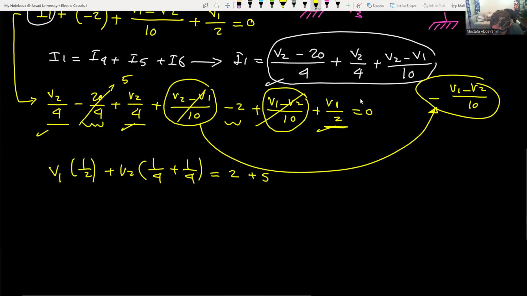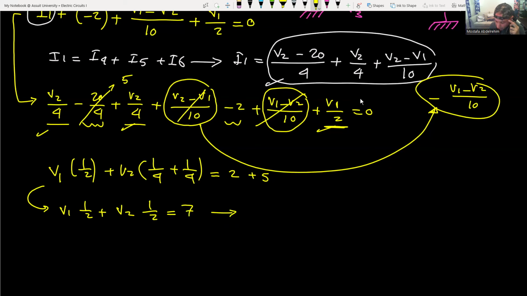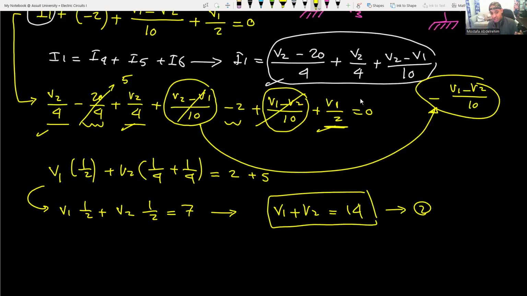So what we end up with is V1 multiplied by half plus V2 multiplied by 1/4 plus 1/4, which is 1/2, again equal to 7. You can multiply by 2. So this is V1 plus V2 equal to 14. And this is number 2. We have in this equation two unknowns, V1 and V2, so we need two equations. We have already one, V1 plus V2 equal to 14.